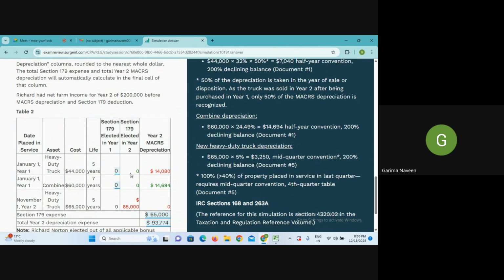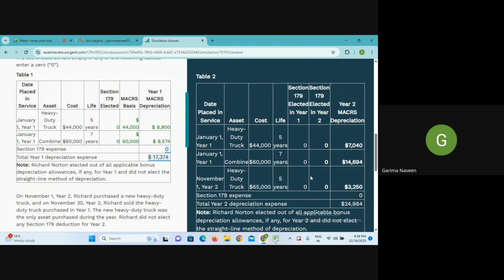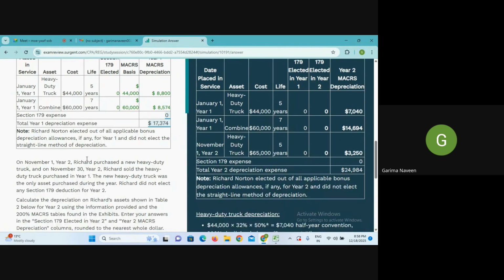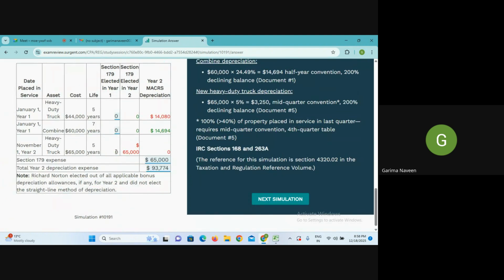So again, this is correct that you will not get any deduction for year two also. Sorry, in year two also for Section 179, and for this no information was given. You have not read this line: they have not elected any 179 deduction for year two also. So they are not taking any deduction for year two also, so that means it will be zero here. Since they are not taking any deduction, it will be zero.